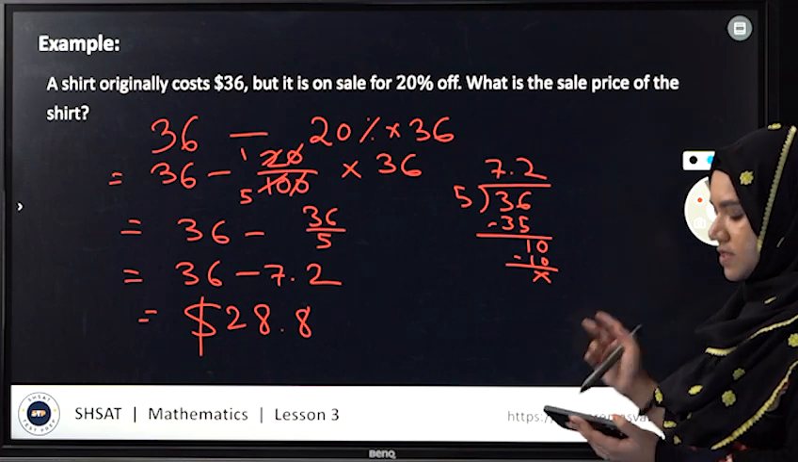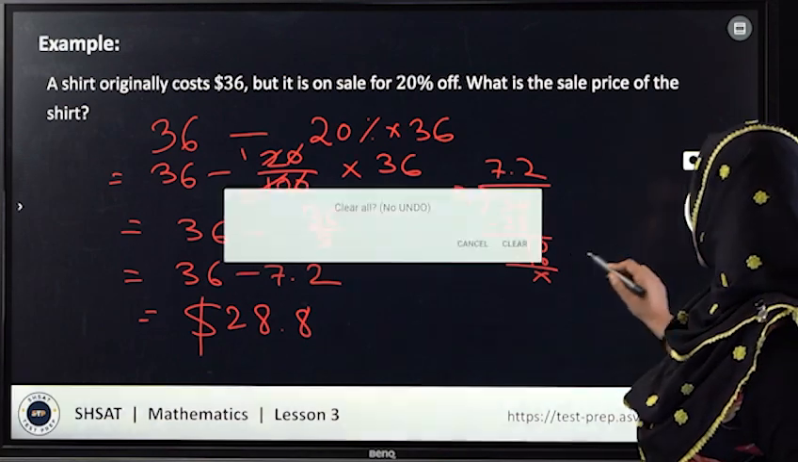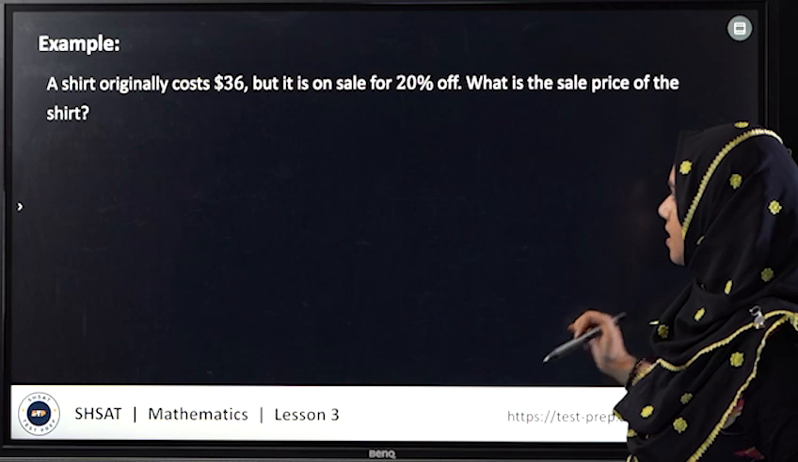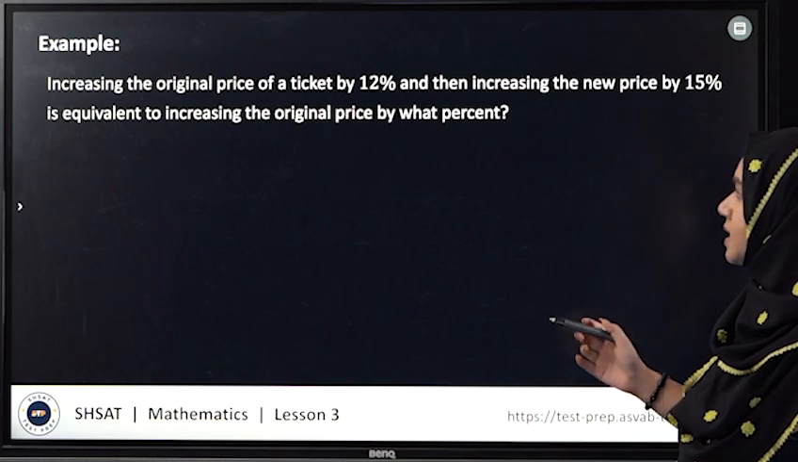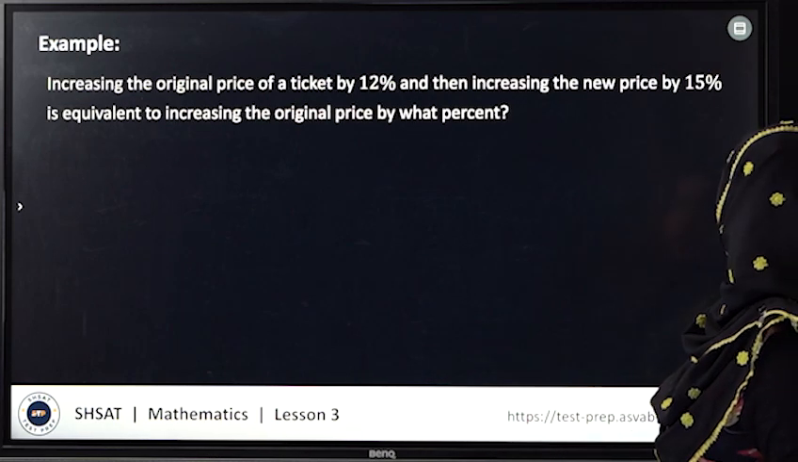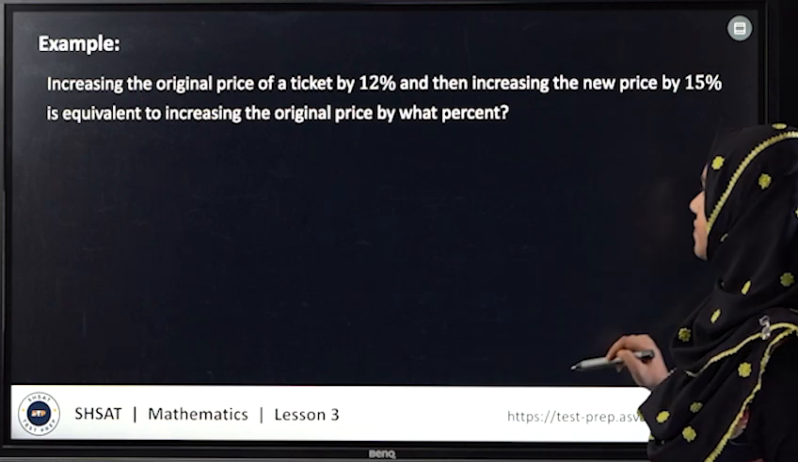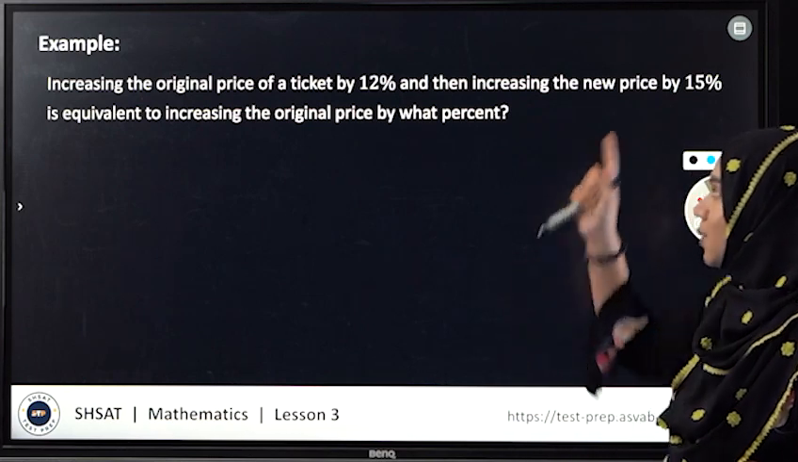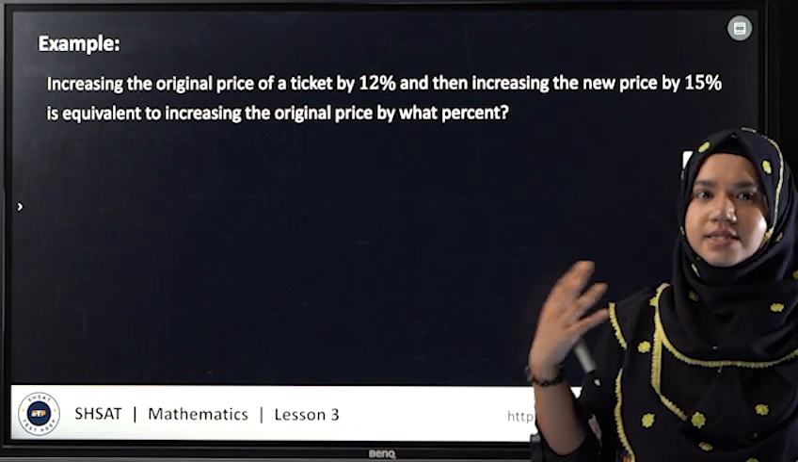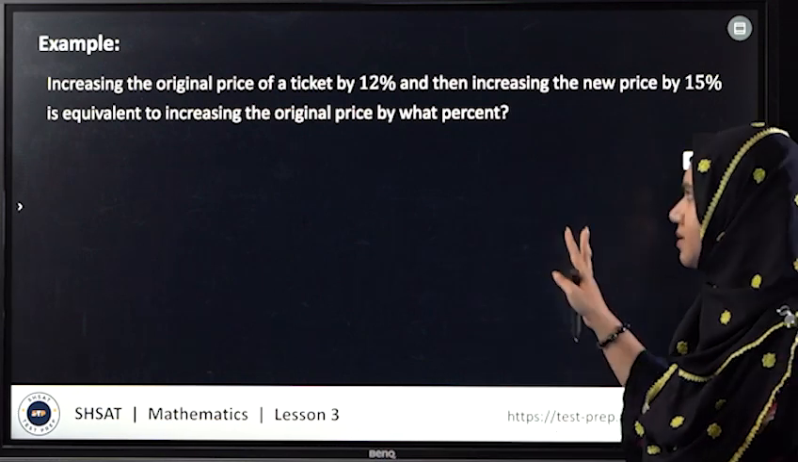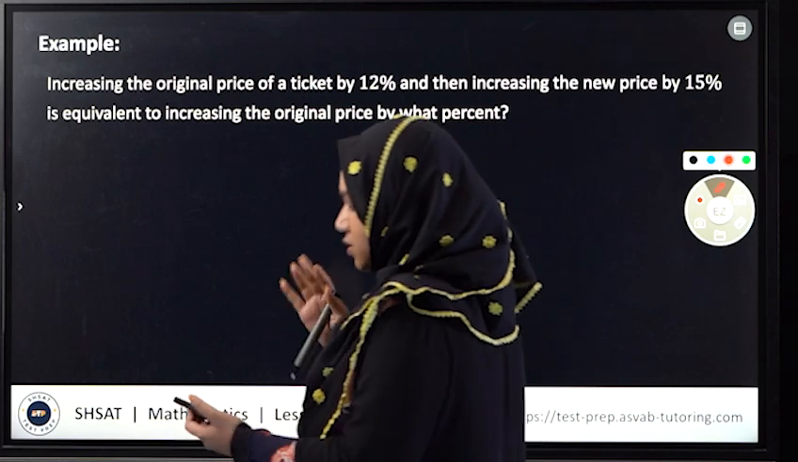We're almost at the end of this video. Let's now look at the last question. Okay, increasing the original price of a ticket by 12% and then increasing the new price by 15% is equivalent to increasing the original price by what percent? This kind of looks like a tongue twister, but it's not. Don't get confused. It's totally fine.